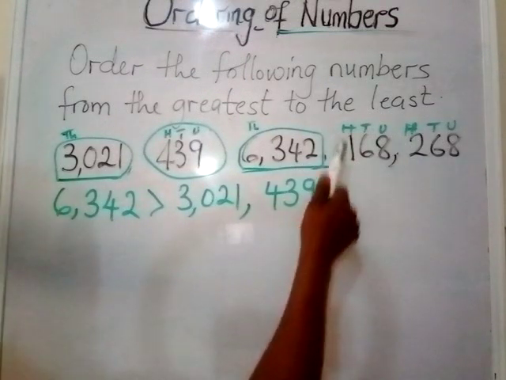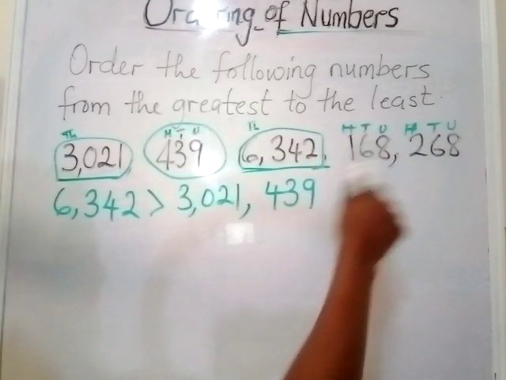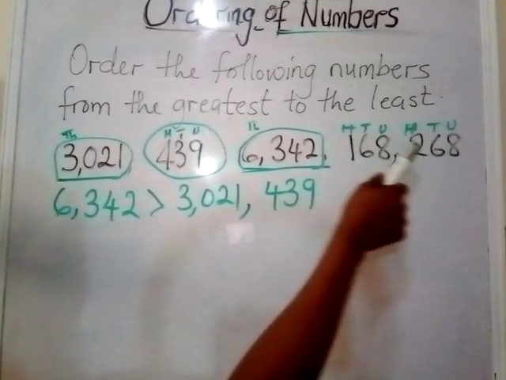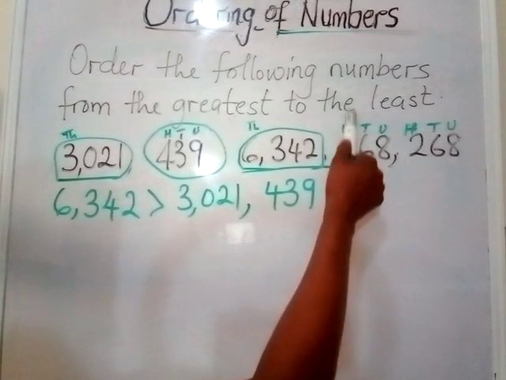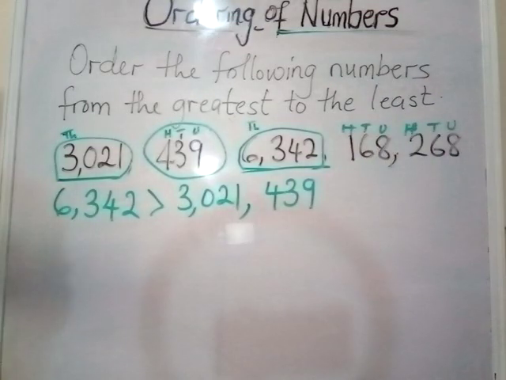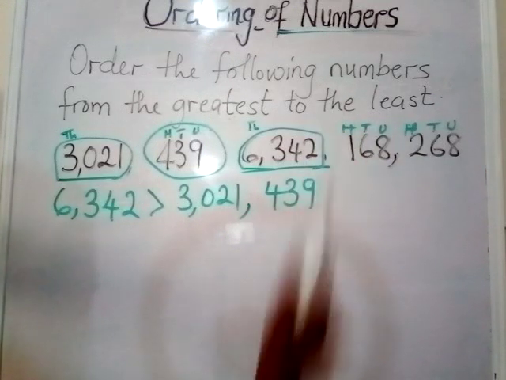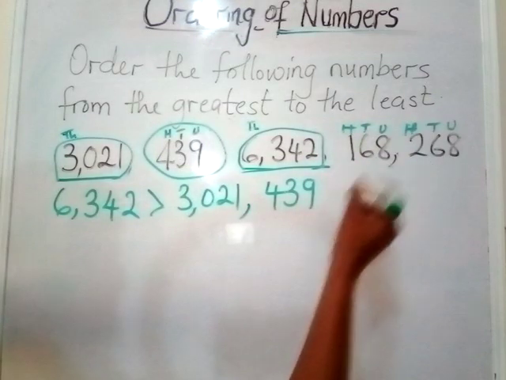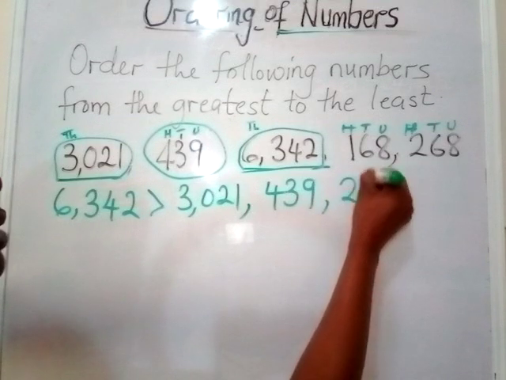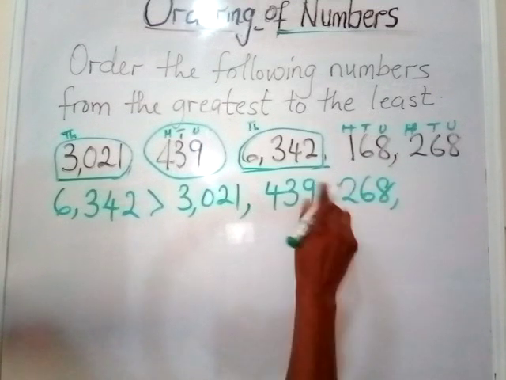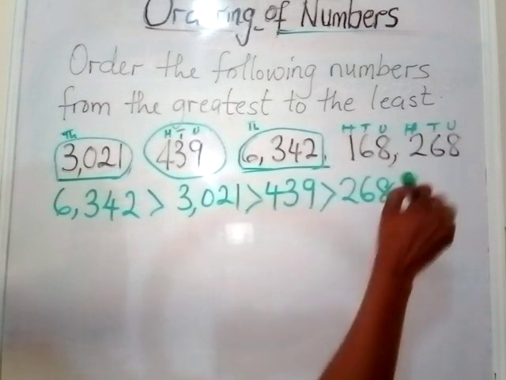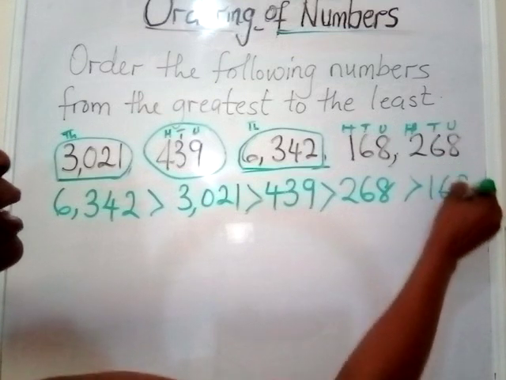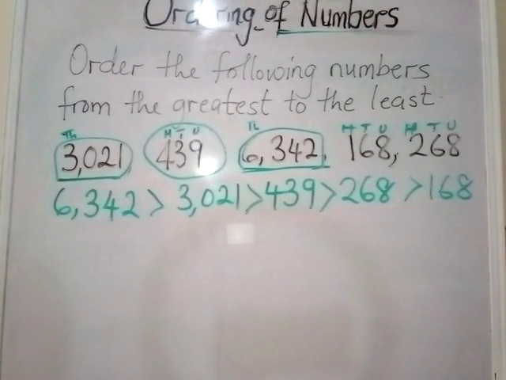Remember, the highest position for the 2 numbers is 100. So just check the digits in the 100 position for the 2 of them. The first one has 1 in the 100 position, the second one has 2. And we know that 2 is bigger than 1. So the number with the 2 is bigger, so it comes next, 268. Sorry, I'm using a comma; I'm going to show something about that. And the last number is 168. So we have ordered the numbers from the greatest to the least.